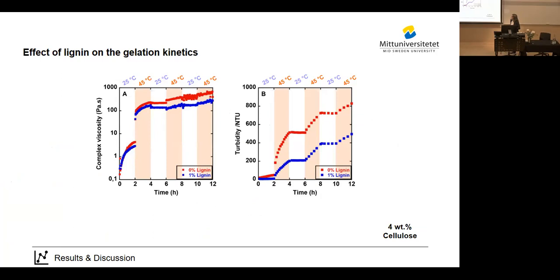Gelation kinetics of the solutions was also seen to be decreased by the presence of lignin in it, and this was seen both in viscosity measurements and turbidity measurements, done by cycles of temperature during 12 hours. And this suggested that the network formed when we have lignin in the system is weaker, and probably because of some hydrophobic interactions with cellulose.